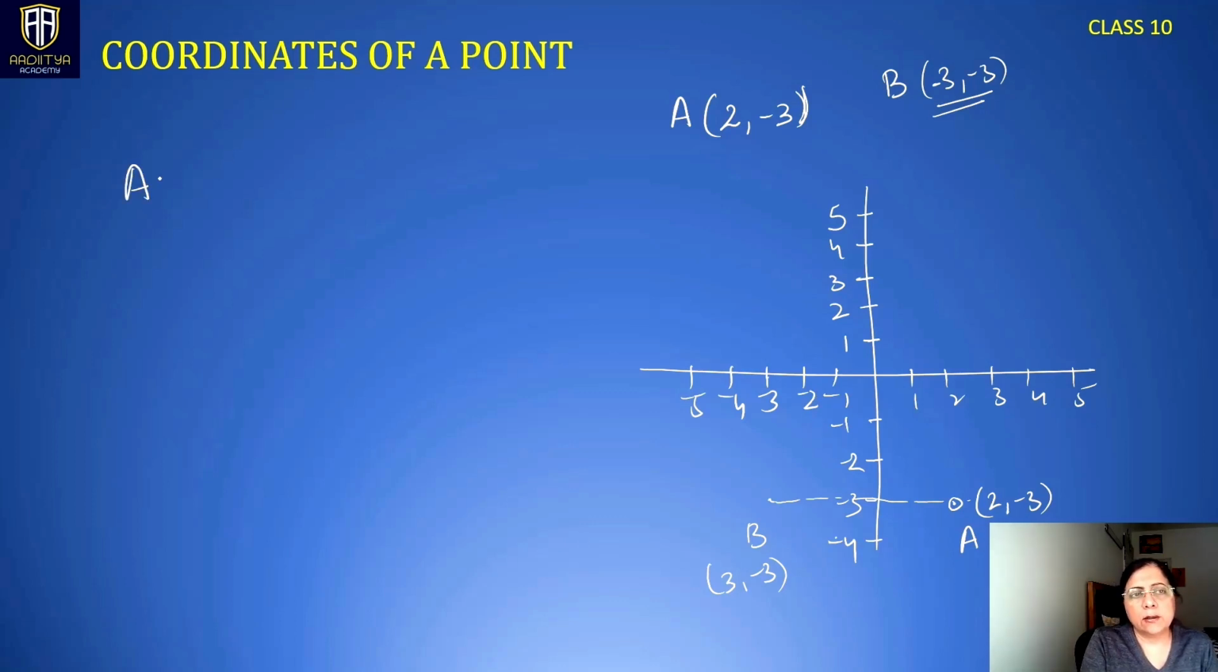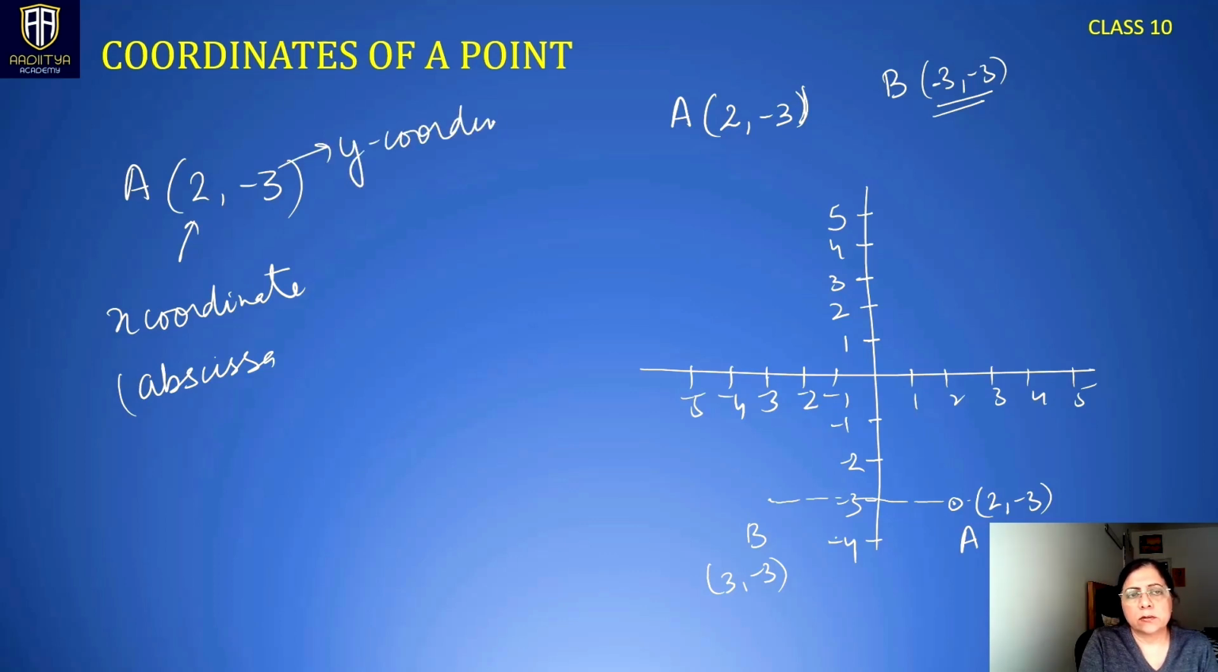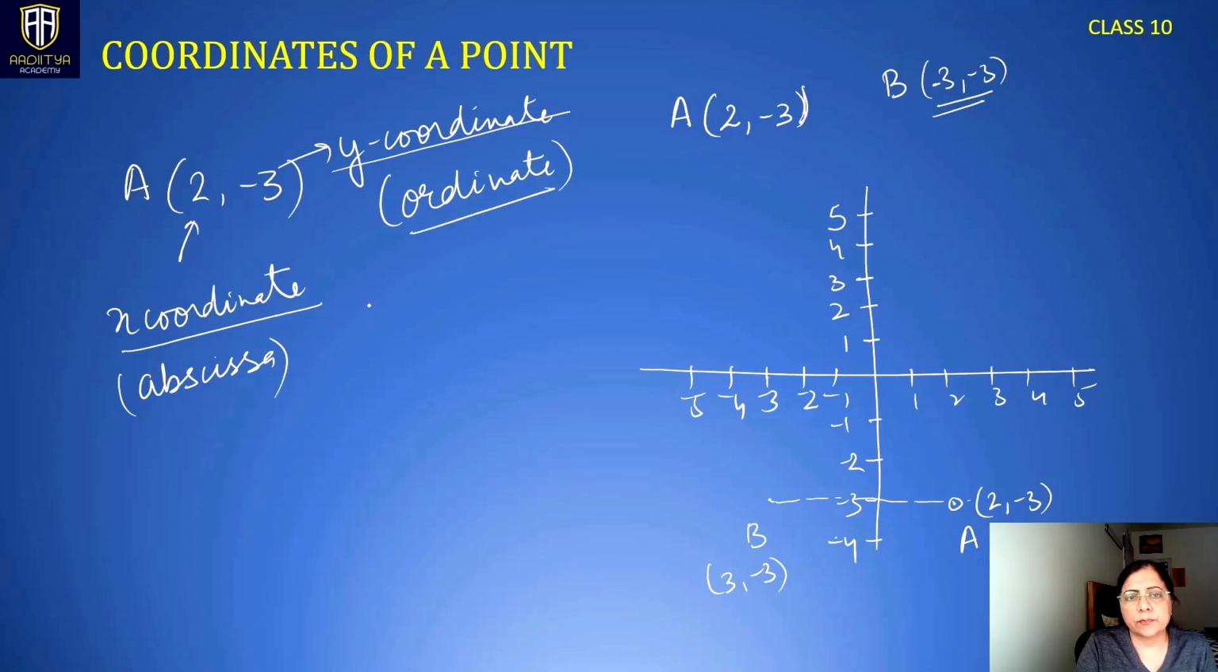Moreover, if A is a point 2 comma minus 3, this is called the x coordinate, which is also called abscissa of that point. The second one is the y coordinate, and this is also called the ordinate of that point. X coordinate is also called abscissa, y coordinate is also called the ordinate of that point, right? So, I hope this is clear now. This was basic, we have already learned about all these things.